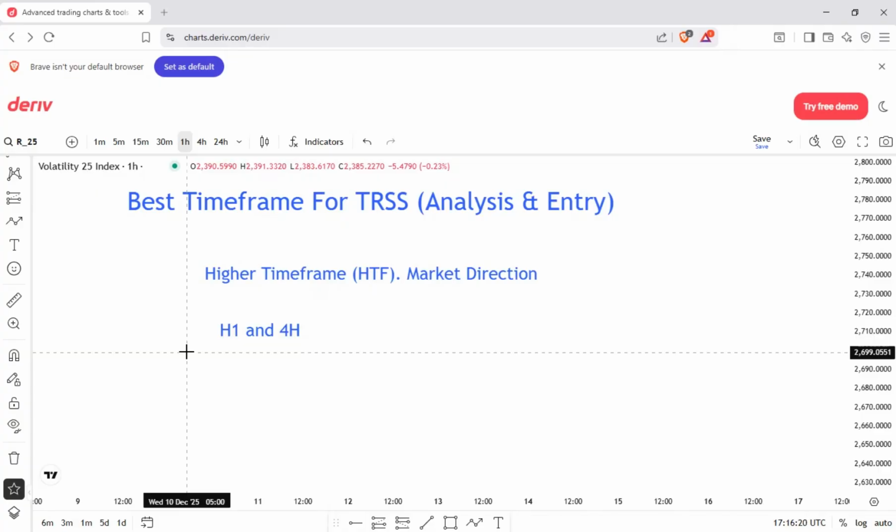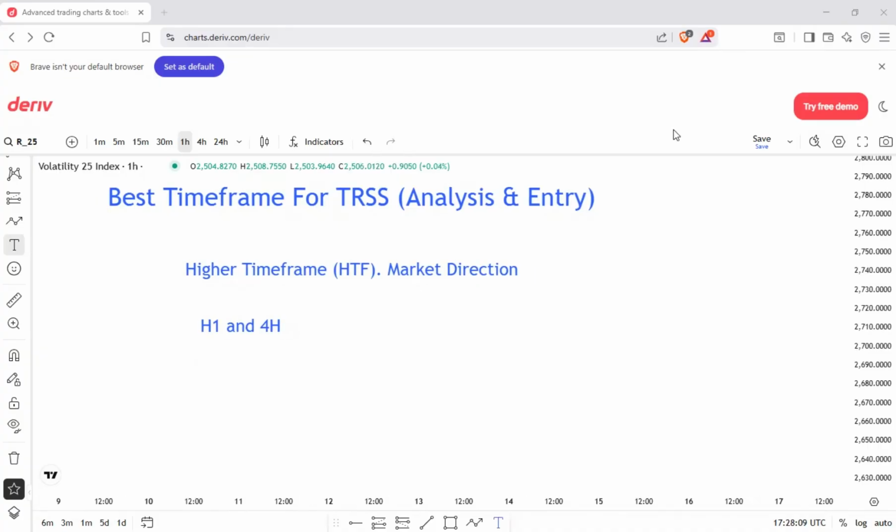If there's no structure break, there is no entry. Let me repeat it again. If there's no structure break, you're looking at the market and you didn't find any structure break, there is no entry. I'll be showing you the entry confirmations you should be using.